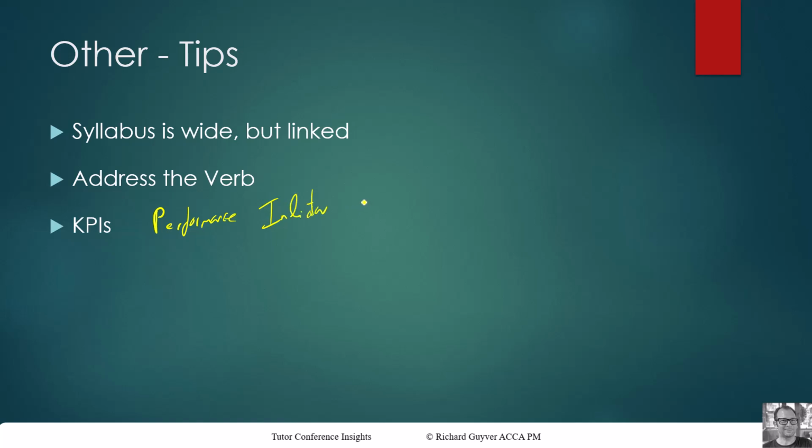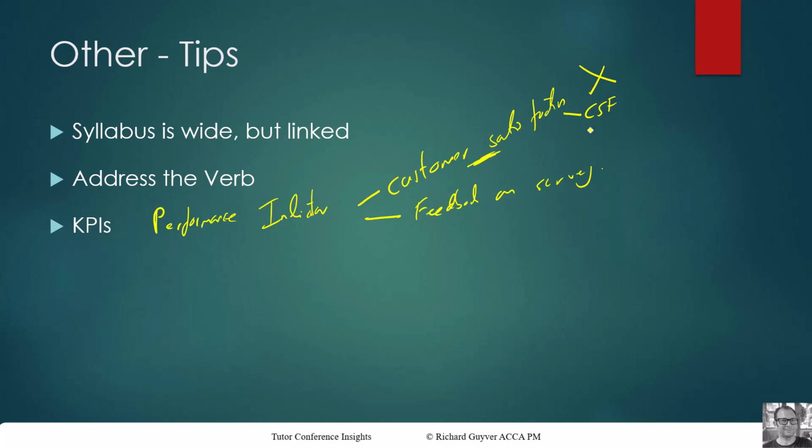They're looking for an indicator of performance. Something that isn't an indicator of performance is customer satisfaction. Customer satisfaction is probably more likely a critical success factor. The indicator of performance would be feedback on a survey from customers. You see the difference? The outcome is customer satisfaction, but the indicator of performance is the feedback. It's some sort of measure of performance.